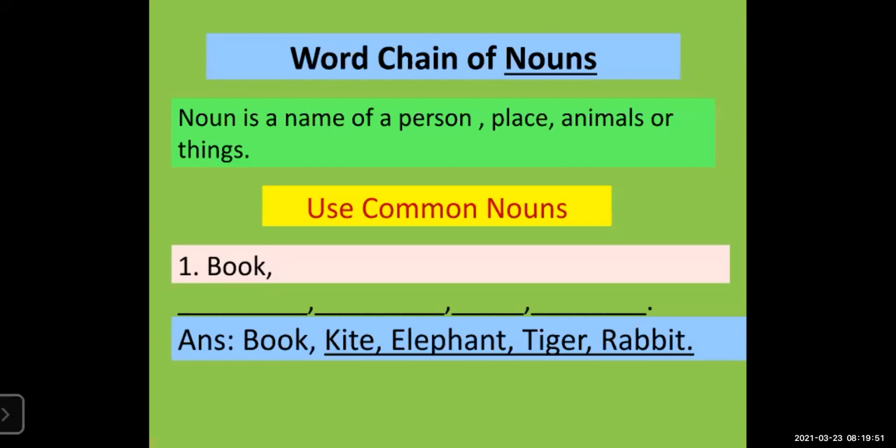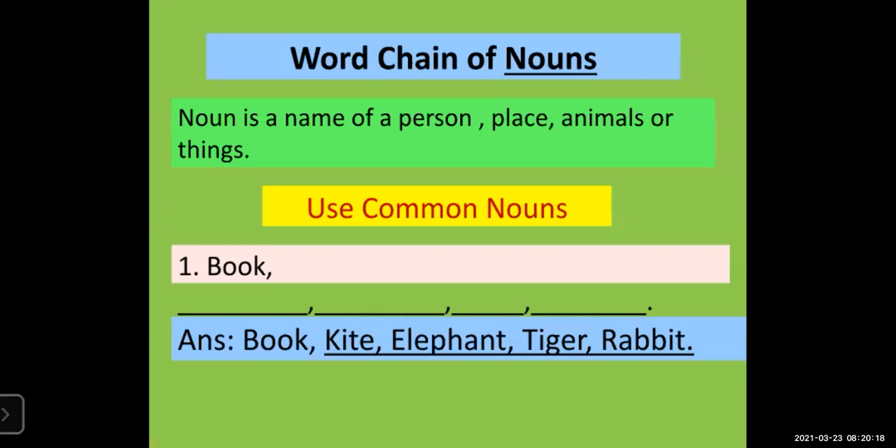So when you are solving this word chain, you have to use common nouns, not proper nouns, in your answer paper. Focus on this, it is important. Keep it in your mind. Remember this. Here a particular word is given, it is book. The first word which is given here is book.